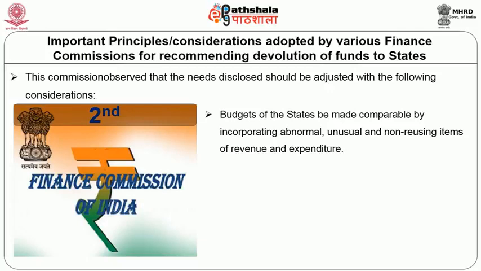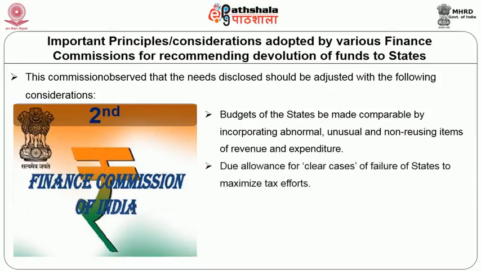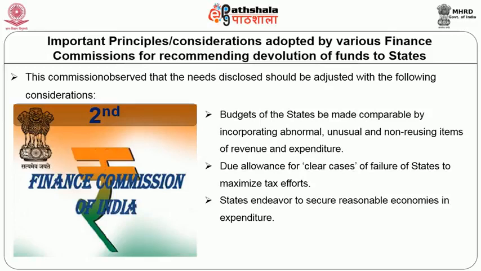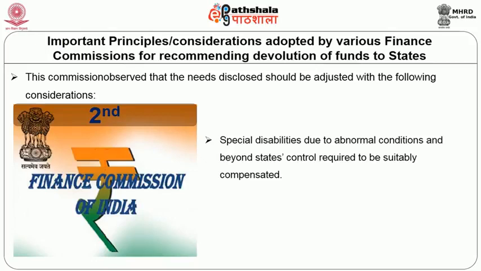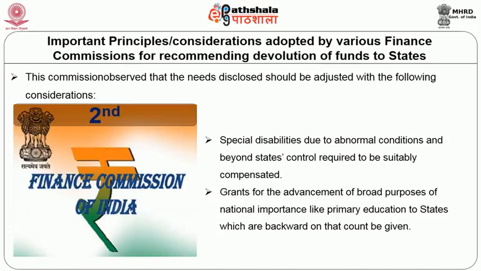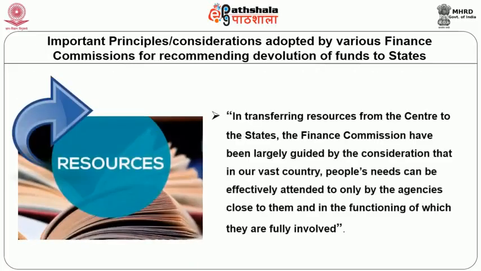Budgets of the states be made comparable by incorporating abnormal, unusual, and non-recurring items of revenue and expenditure. Due allowance for clear cases of failure of states to maximize tax efforts. States endeavor to secure reasonable economies in expenditure. Lower standards of social service in a state be considered as a qualifying condition for special assistance. Special disabilities due to abnormal conditions and beyond the state's control be suitably compensated. And grants for the advance of broad purposes of national importance, like primary education, be given to states which are backward on that count.